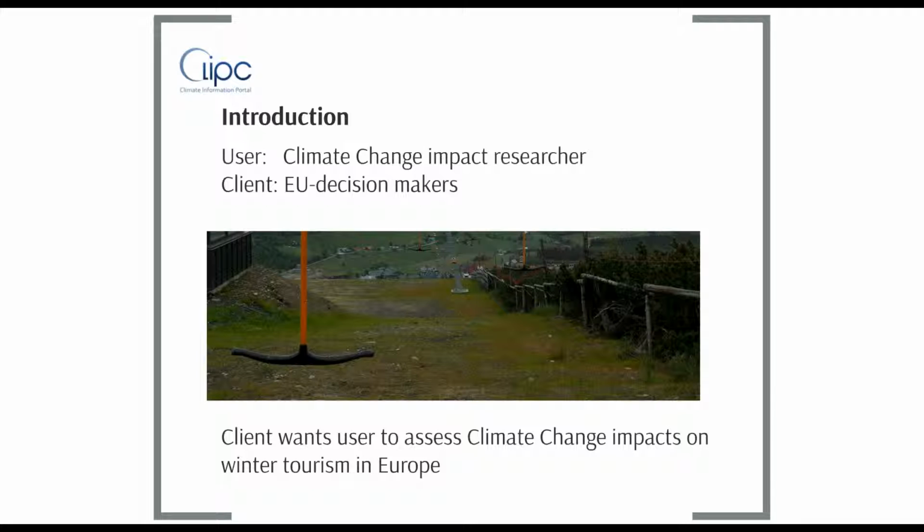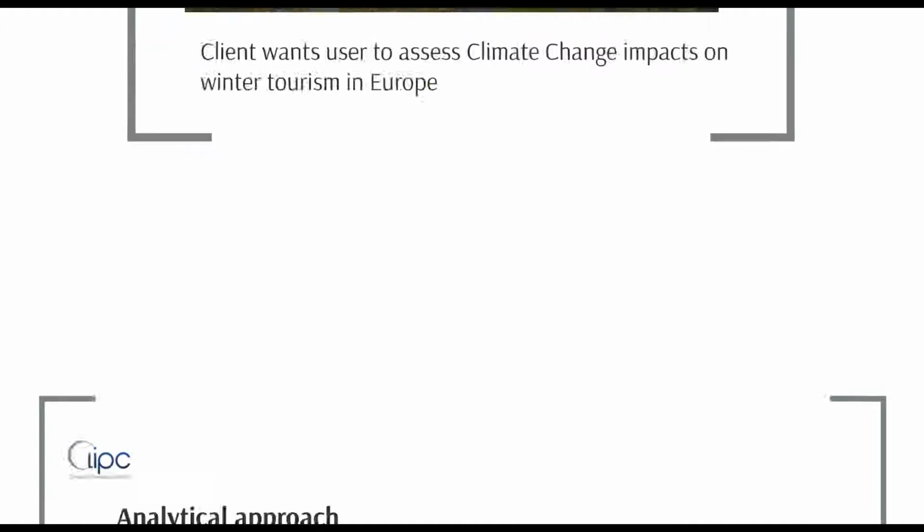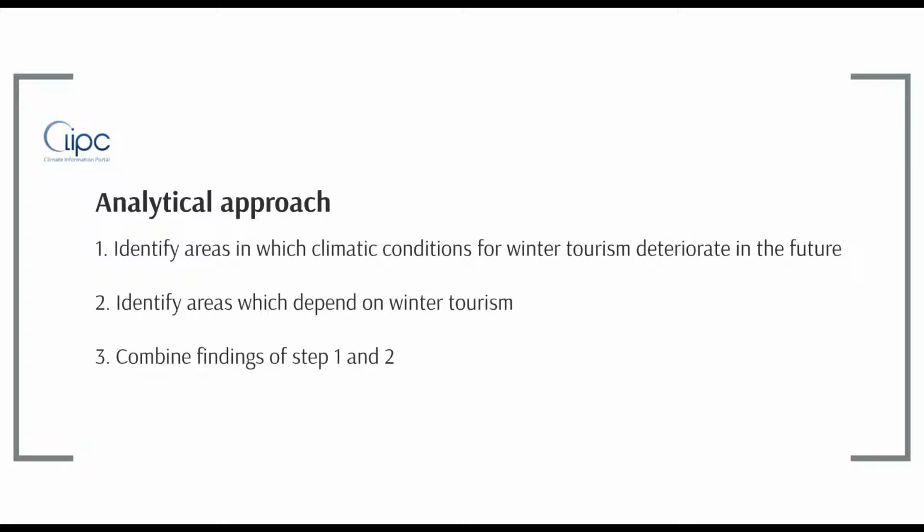Our use case shows how the affected regions can be identified by considering two aspects: the climatic conditions and the dependency on winter tourism. For a basic analytical approach, we need to conduct two main steps. First, it is necessary to identify areas in which the climatic conditions for winter tourism will decrease in the future. Second, the areas dependent on winter tourism need to be identified.